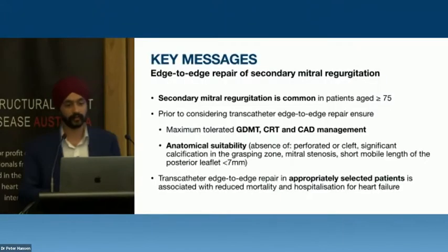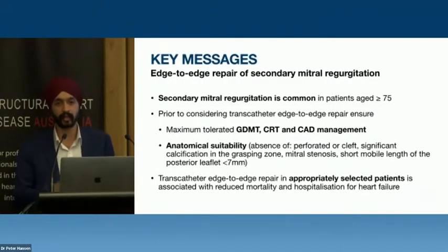And so really, what are the key take-home messages from this, essentially about edge-to-edge repair of secondary mitral regurgitation? The first key message is secondary mitral regurgitation is common, especially in patients over the age of 75. Prior to even considering transcatheter edge-to-edge repair, you need to make sure that the patient is optimally managed. So you need to make sure they're on maximum tolerated guideline-directed medical therapy, if appropriate for CRT, that has been considered. And if they've got flow-limiting coronary artery disease, which is significant, that has been treated as well.